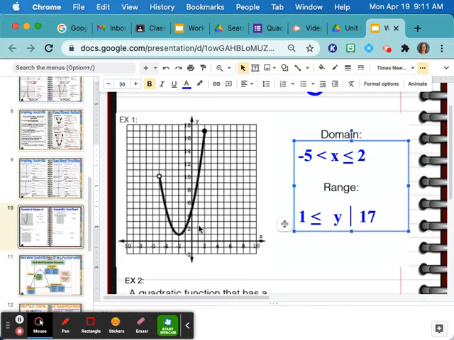And then for 17, is 17 included? Does it go all the way and touch 17? Yes. So it's also less than or equal to. And then just format it so it's a little bit closer together. That's it.